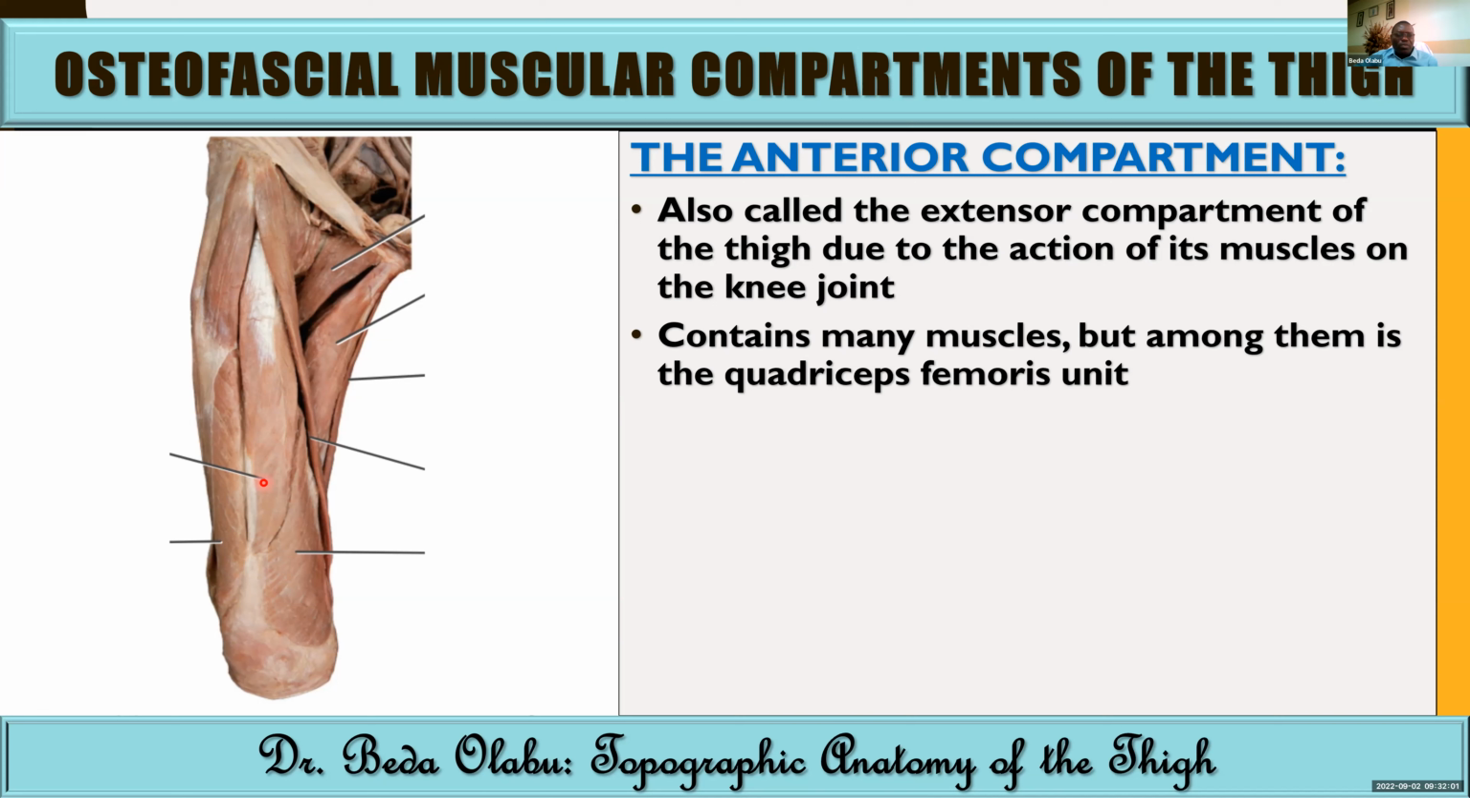Other than the quadriceps femoris unit, there are also other muscles which are in this compartment. This one here is the tensor fascia lata. I'd already mentioned it when we were discussing the iliotibial band. You can see that band there. So this is the tensor fascia lata. Also, we have this one called the sartorius muscle. Sartorius muscle is the longest muscle in the body. It crosses from the anterior superior iliac spine and goes all the way to insert onto the tibia, the medial aspect of the tibia. So it crosses like that.